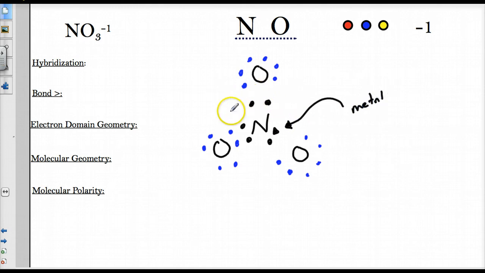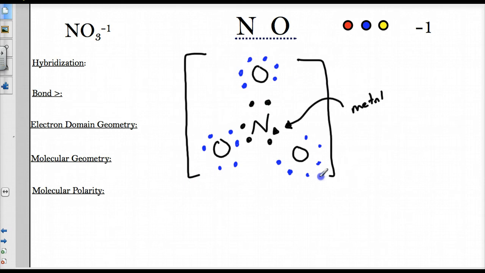Now this nitrogen feels like it has 8, and this oxygen feels like it has 8. Everyone has 8. This whole thing is -1 because it grabbed an electron. This is called a nitrate ion, and it has a -1 because it gained one to make this covalent bonding work.